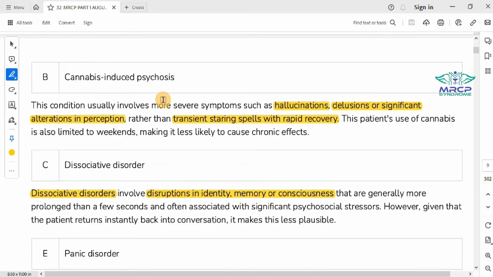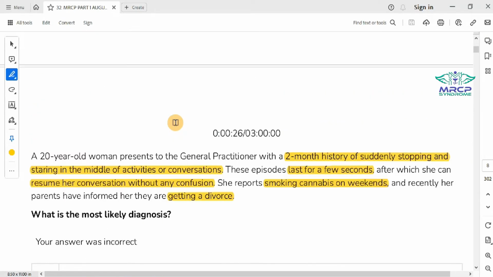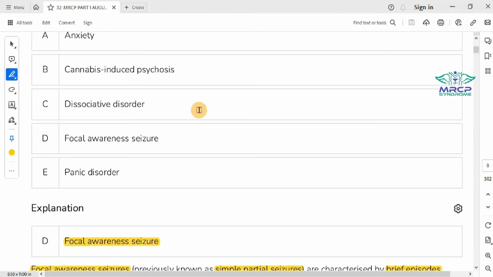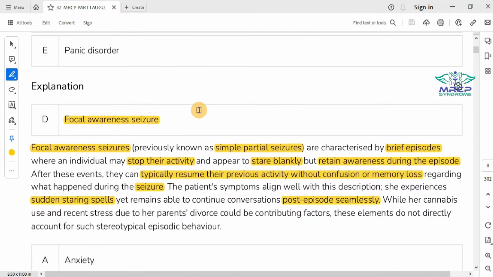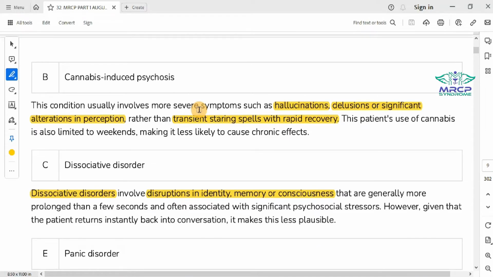And sir, what would be the treatment? Levetiracetam. Since the patient is within the reproductive age group, you'll be going for the levetiracetam. And in case of a male patient, you can go for the sodium valproate.